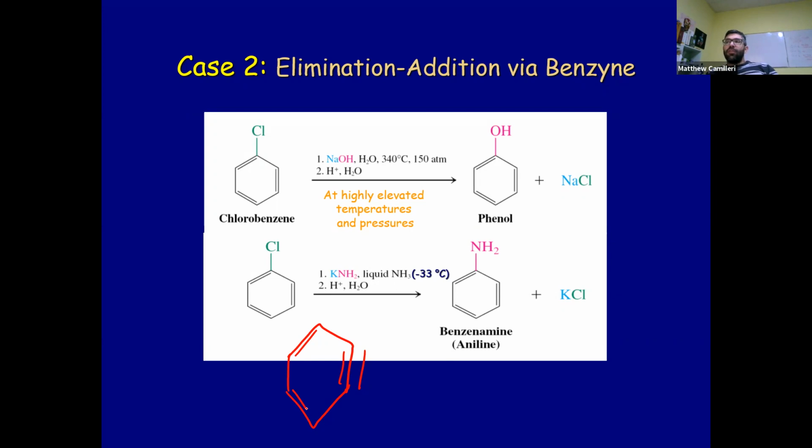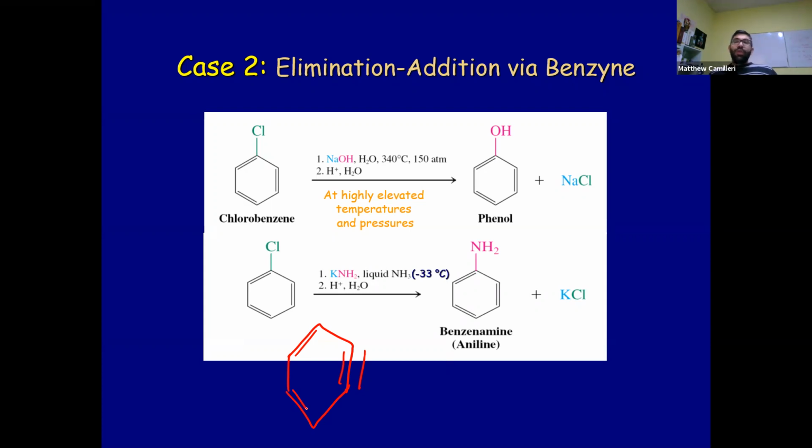This triple bond will want to react with anything, including a nucleophile, even though there are a lot of electrons, because now you have created a position where you can add something. So the addition reaction at this point will be favorable.